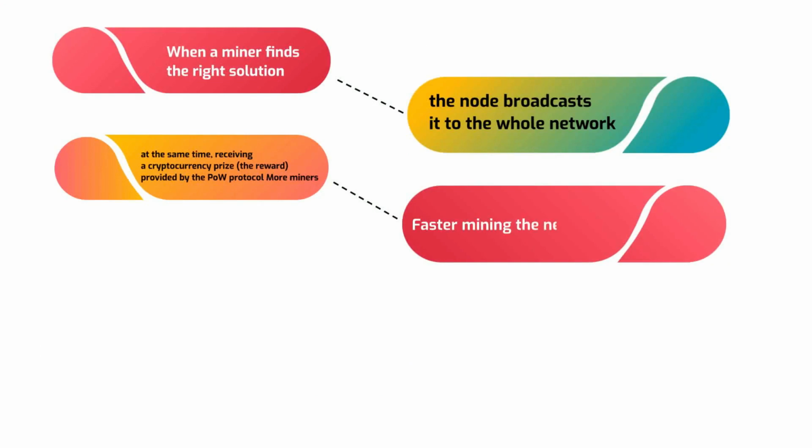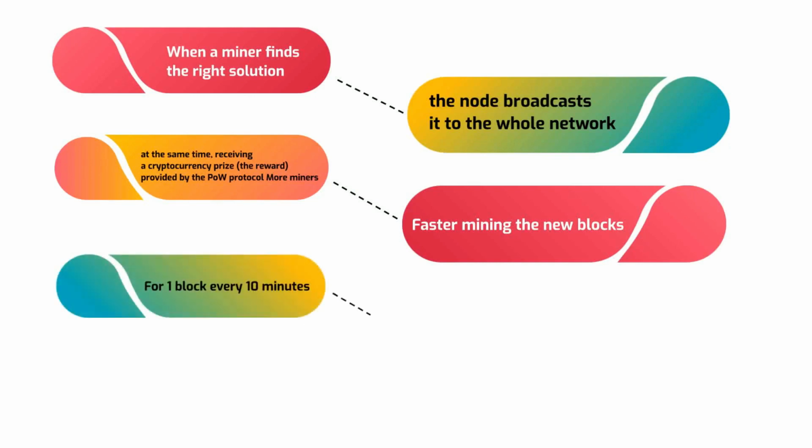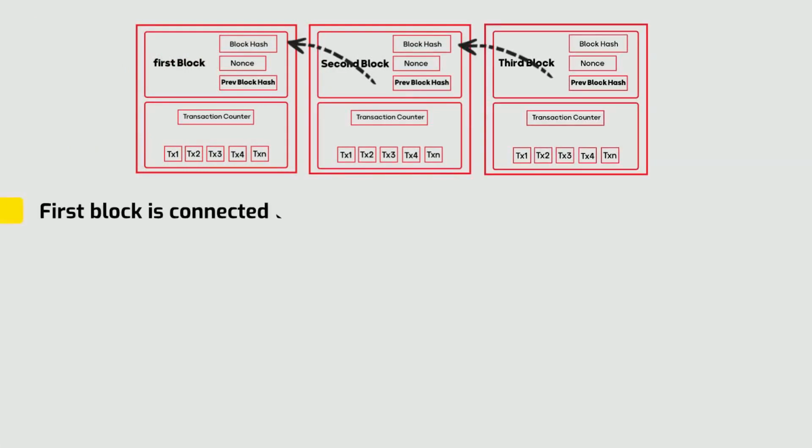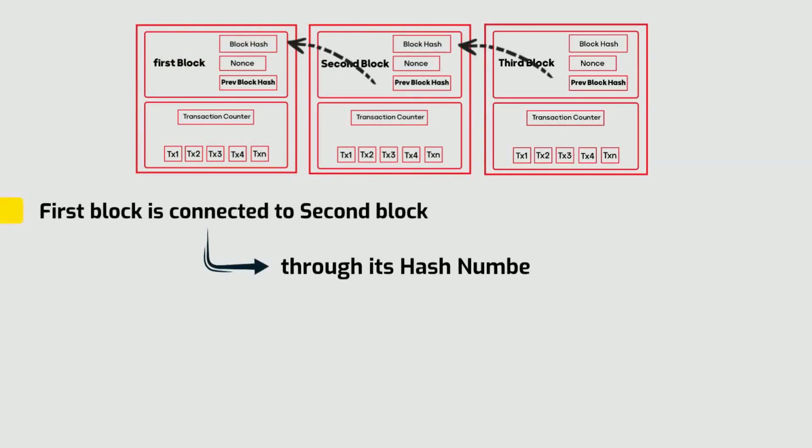When there are more miners, mining the new blocks takes less time. This means that the new blocks are found faster. In order to consistently find one block every 10 minutes, the Bitcoin network regularly changes the difficulty level of mining a new block. The fact that the first block is connected to the second block through its hash number is important.